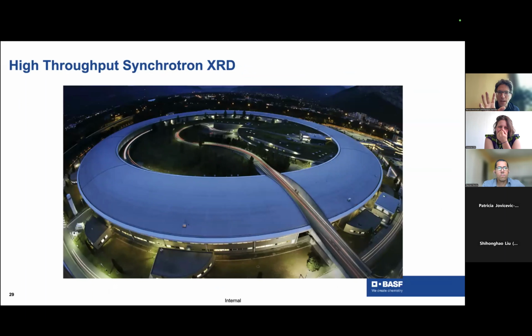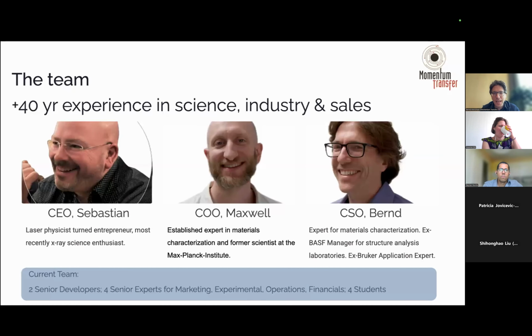This is a picture of the most wonderful synchrotron facility in the world, which is in Grenoble in France, in the southeast of France, settled in a valley with mountains around it. It's a really beautiful place. I can recommend you go if you have the chance. This is where we have been building up Momentum Transfer, and that's the next step in my journey.